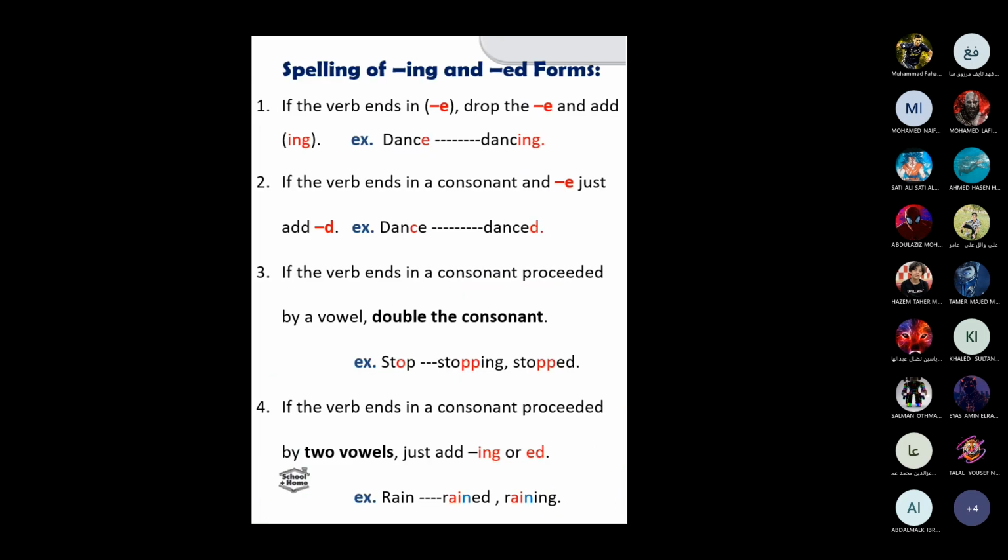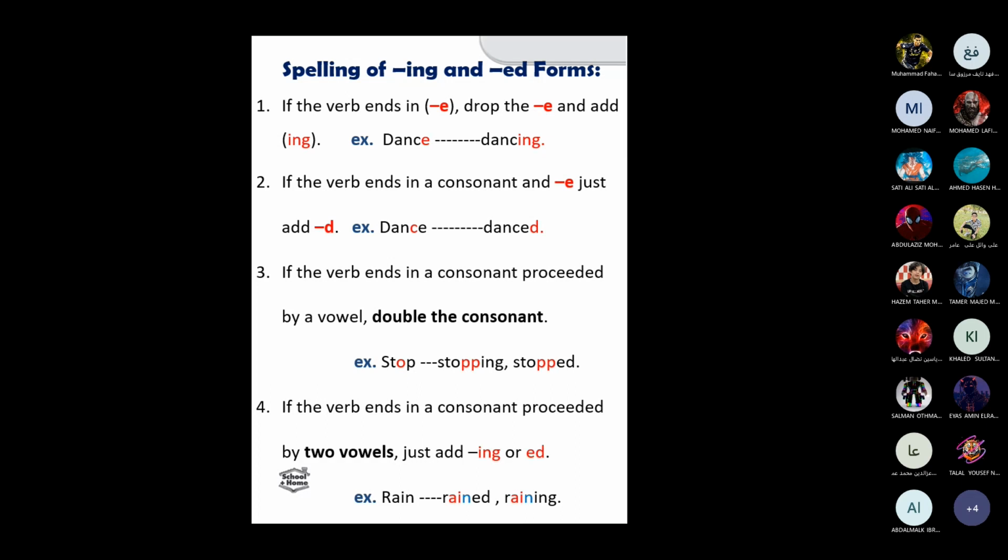The spelling lesson today is about adding ed or ing at the end of the word. For example, when we say spell, so spelling or spelled. But guys, before adding ed or ing at the end of the word, we have some rules we have to follow when we apply that. So if you have a word and you want to add ed or ing at the end of this word, you have to study these rules very well.